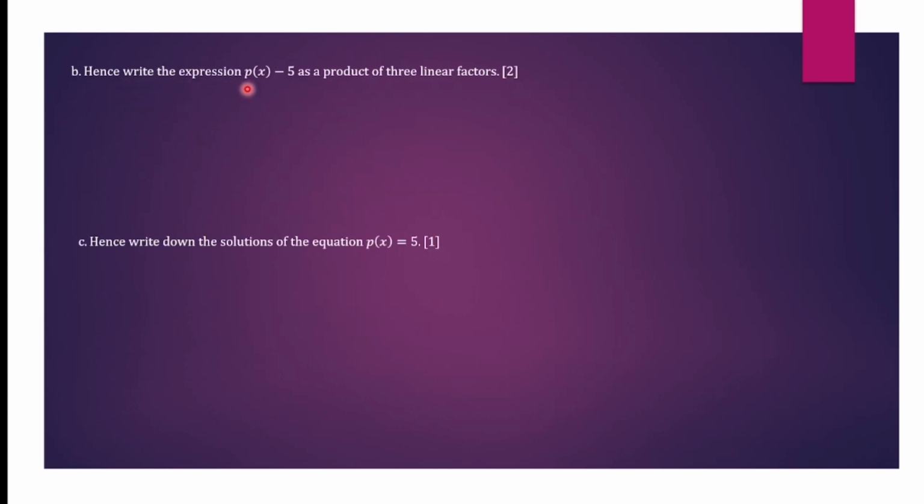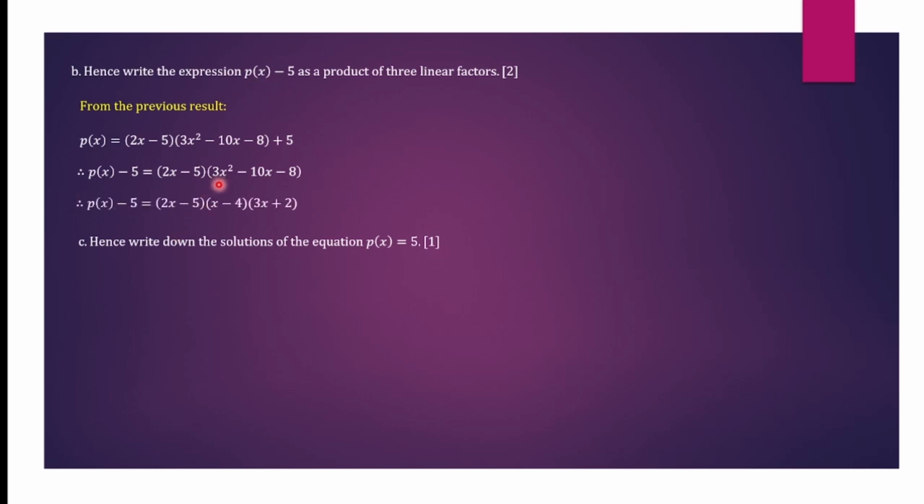And now we want to write our expression p(x) minus 5 as a product of 3 linear factors. From the previous result, we can write the polynomial as (2x minus 5) times (3x squared minus 10x minus 8) plus 5. Now we'll subtract 5 from both sides. So we have p(x) minus 5 equals the polynomial on the right side. And this is what we require here. Now all we need to do is factorize this quadratic. So we'll get 3x squared minus 10x minus 8 is equivalent to (x minus 4) times (3x plus 2). And these are our 3 linear factors here.